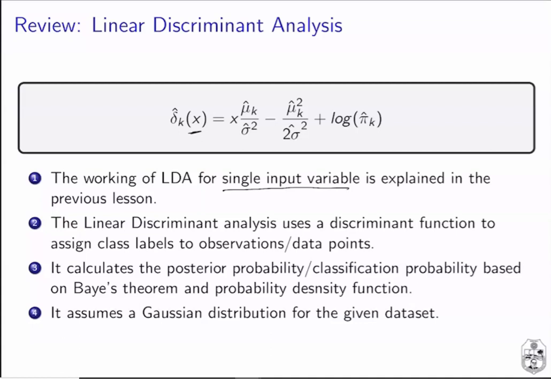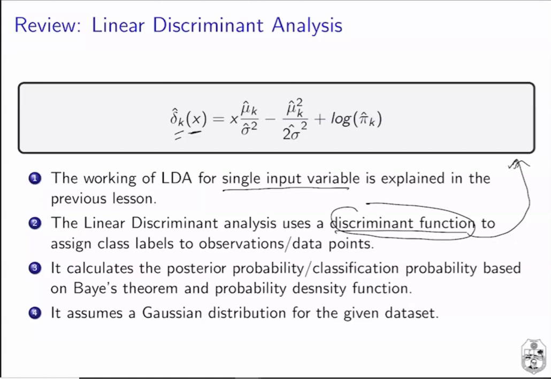The linear discriminant analysis uses a discriminant function, and this is the linear discriminant function that we have seen, and it calculates a discriminant value for each of the class labels that are available. For binary classification, there are two class labels, and the values of the two class labels are compared. The class label having the largest discriminant function value is assigned as the class label.